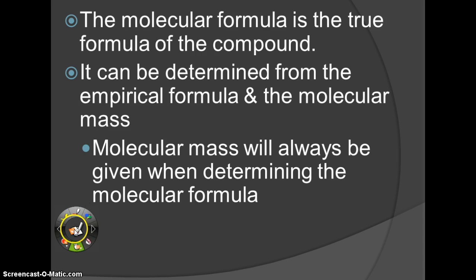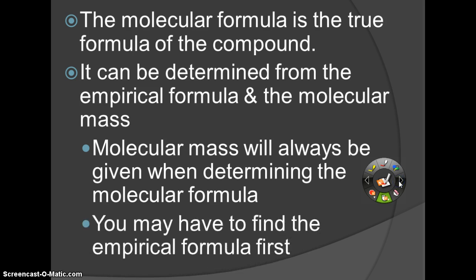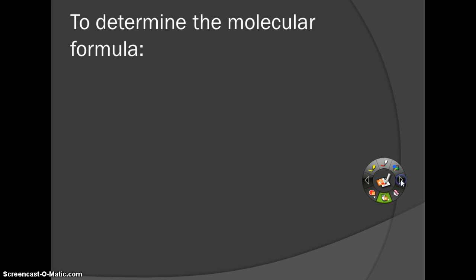The molecular mass will always be given to you if you're trying to find the molecular formula. You may, however, have to find the empirical formula first. So we'll do two examples, one where they give us the empirical formula and then one where we have to find the empirical formula first.